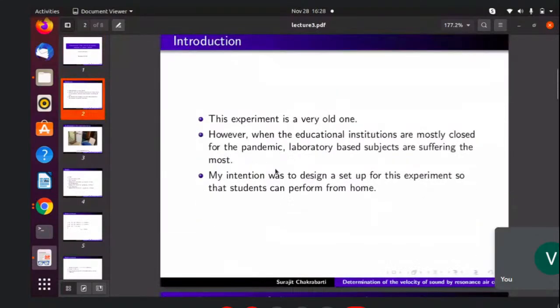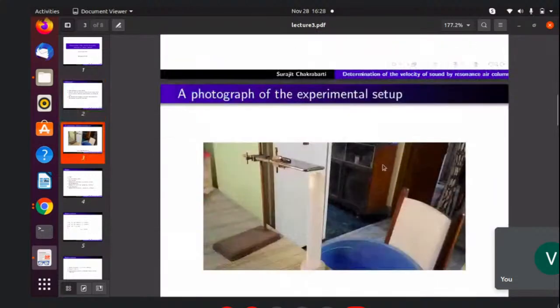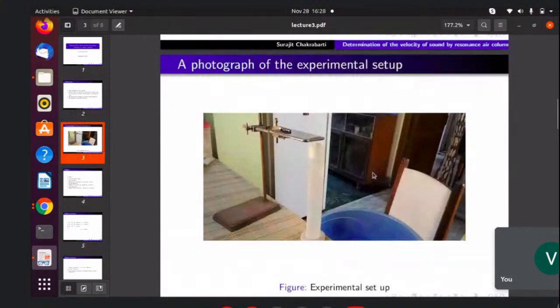Okay, so first the introduction is a very old one, and as I've already stated, this experiment was designed only to give students an opportunity to get the velocity of sound from home. Let me give you the photograph of the setup. I have a 250 milliliter semi-transparent measuring cylinder. I have punched a hole at the bottom of this cylinder.